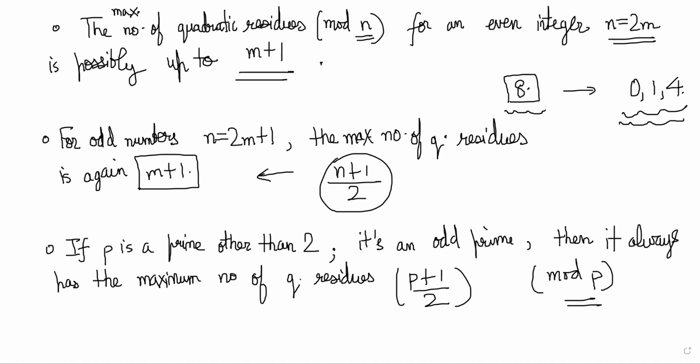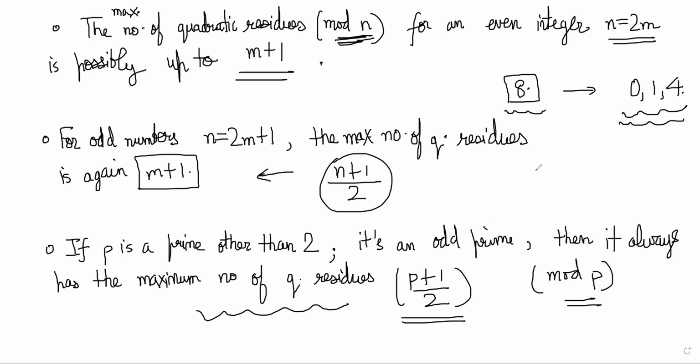So for any odd prime, so far we were working with mod n here, right? Here n was not a prime. n could have been even, odd, whatever. But if you work in a prime modulo and it is an odd prime, the number of quadratic residues in that is always equal to this. It is the maximum number and it is always equal to this.